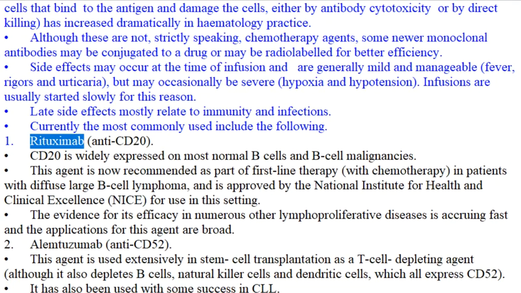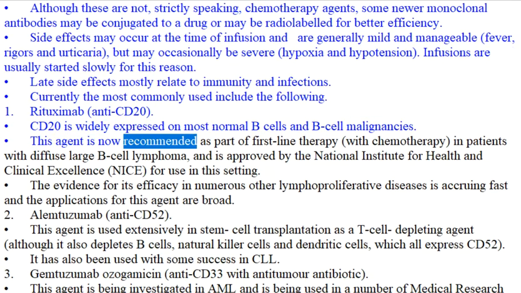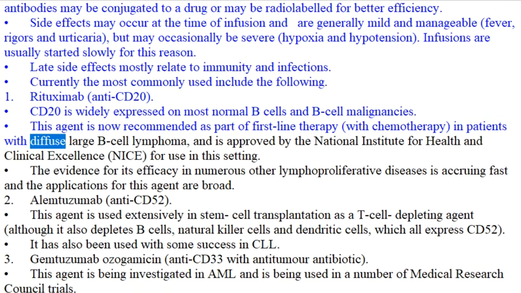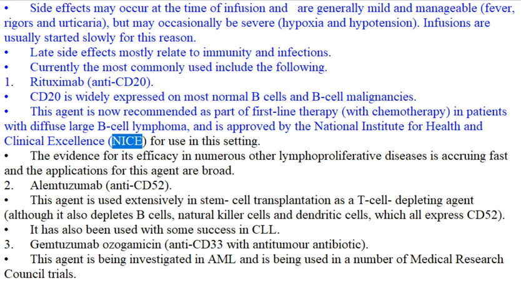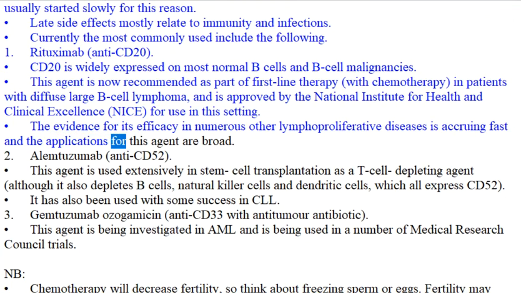1. Rituximab, anti-CD20. CD20 is widely expressed on most normal B cells and B cell malignancies. This agent is now recommended as part of first-line therapy, with chemotherapy, in patients with diffuse large B-cell lymphoma, and is approved by the National Institute for Health and Clinical Excellence, NICE, for use in this setting. The evidence for its efficacy in numerous other lymphoproliferative diseases is accruing fast and the applications for this agent are broad.